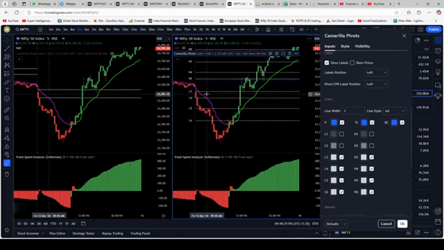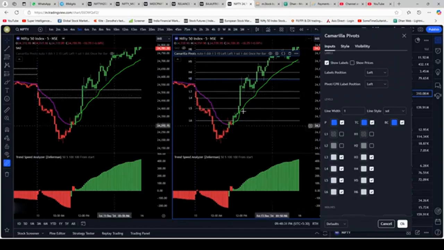So H3 and L3 is important for us. We don't want to see the 1 and 2 of that, so I've disabled it. Even if you enable it, you will find that they come in dimmer colors than the remaining. All right, because the author also, if you read the literature, mentions that only above H3 and below L3 is important.